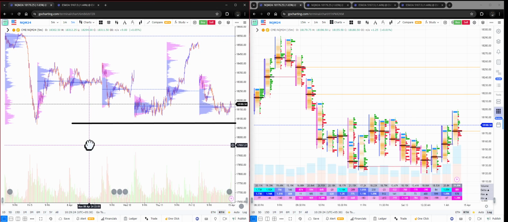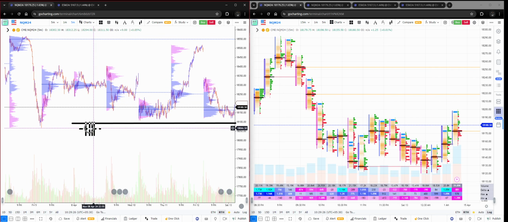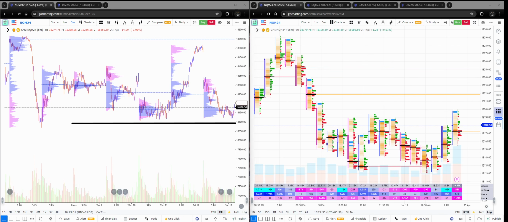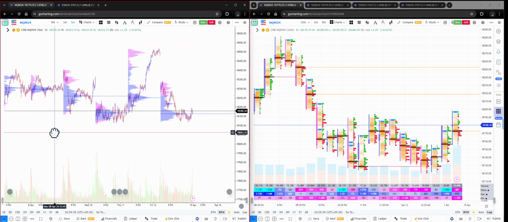I would always have this in my playbook, because this is the zone that hasn't broken, and this is the cluster from where we saw a sharp pullback, and the market has never actually been able to break this. So this 18,120 or so is a carry forward zone, and it hasn't even broken on this day.